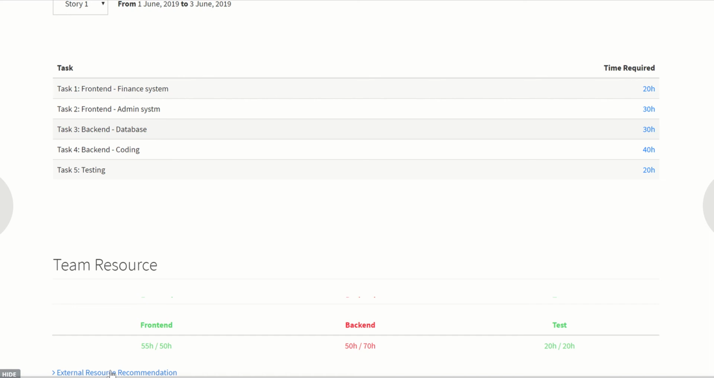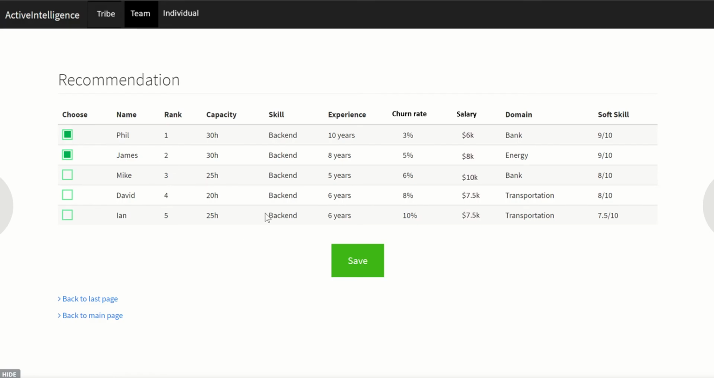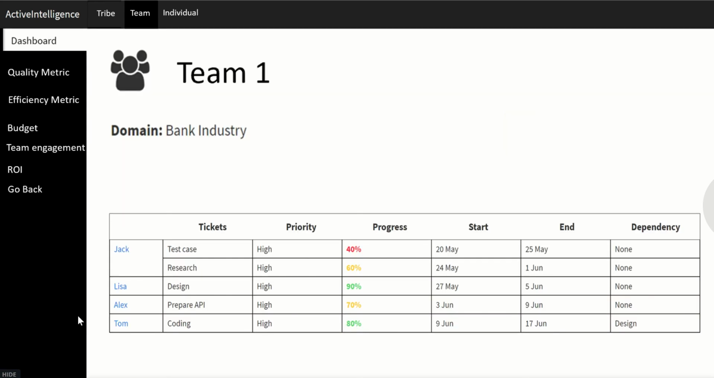And by tracking all these things, we provide you the top people who are available to do the task with the certain skill set. So for example, you can see Phil and James have been ranked 1 and 2 because their capacity is high, they're highly skilled, quite experienced, their churn rate is low, salary is kind of reasonable, their domain experience and the soft skill. So by taking all the metrics from an individual level point of view, we provide you the best recommendation in this stage. So let's go back to the main page.